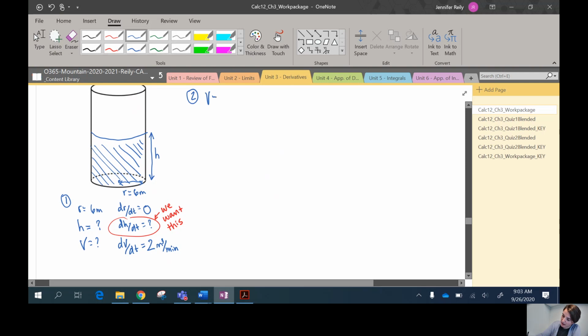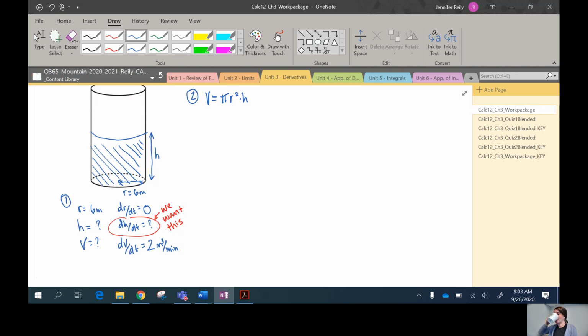If you don't know this equation, for any prism, it's always area of base, so pi r squared, times the height. Okay, I will always give you equations like this on a test. I don't expect you to memorize all of the volume equations.